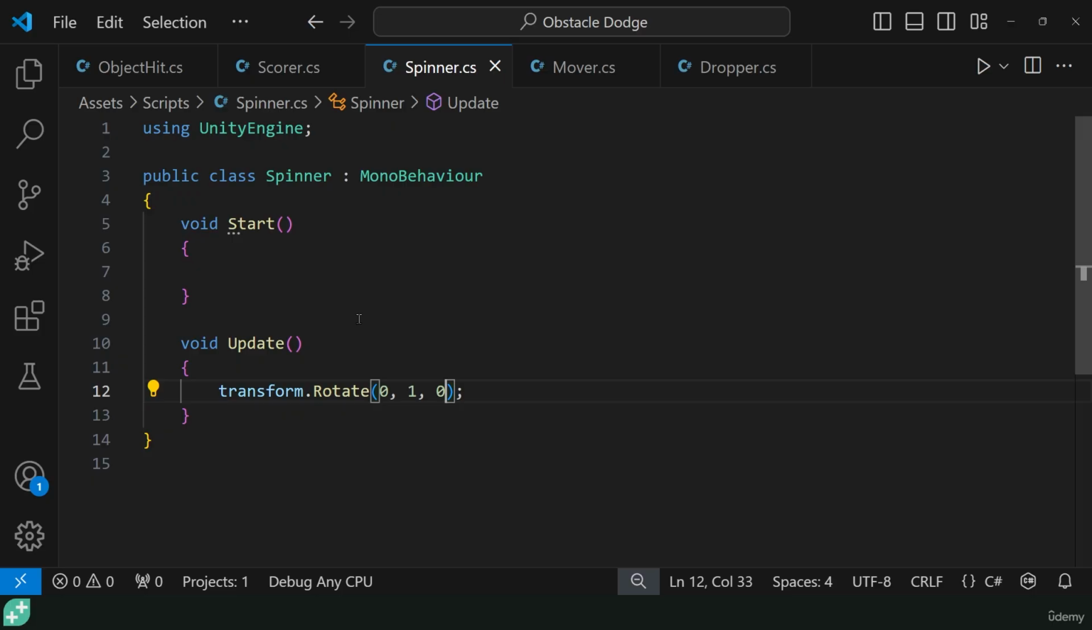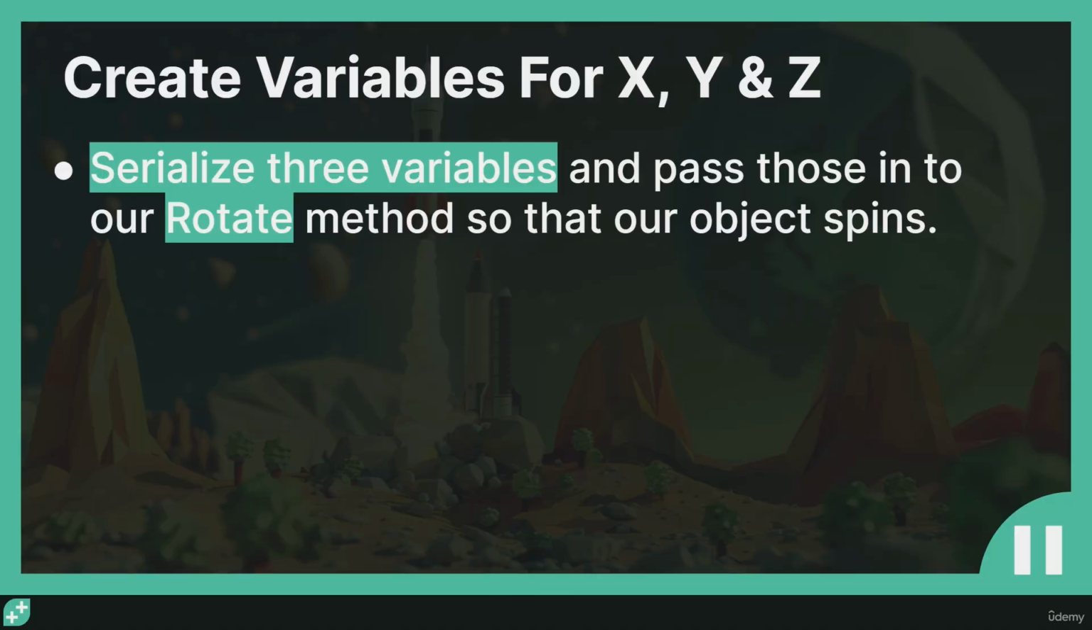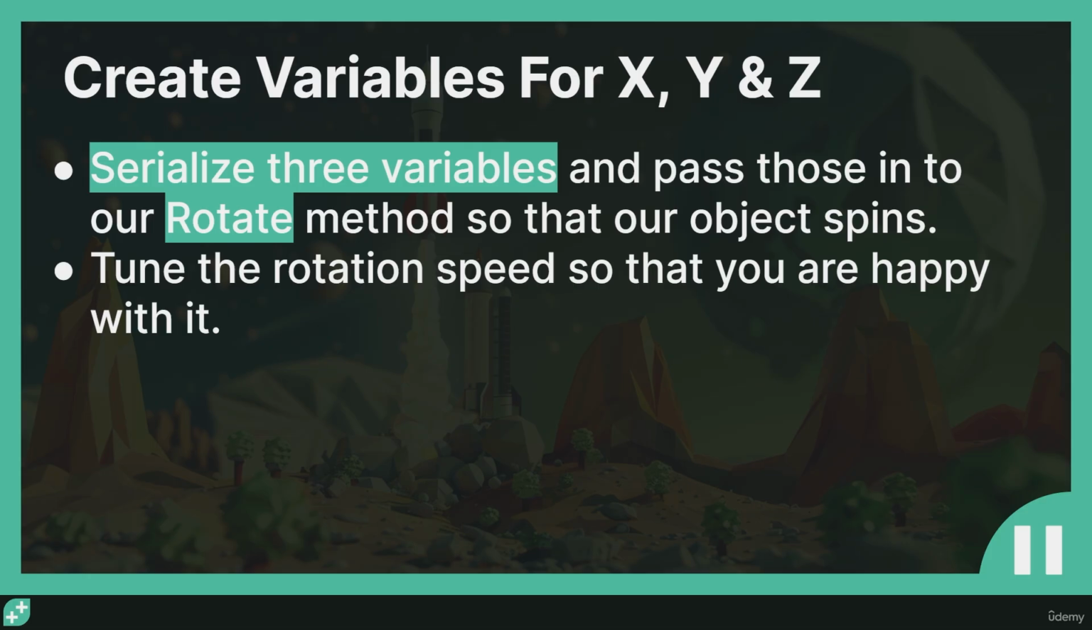You knew that. I heard you yelling it at the screen. That means it's time for a challenge. Create variables for X, Y, and Z, serialize those 3 variables, and pass those into our rotate method so that our object spins. Then go back into Unity and tune the rotation speed so that you're happy with it, so that your player can run past and it'll be enjoyable to do that. There's your challenge. Take that on. I'll see you back here shortly.